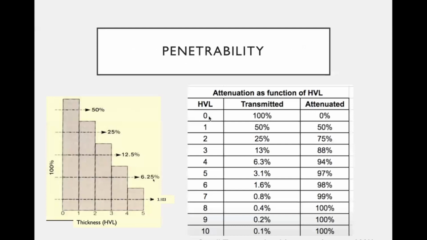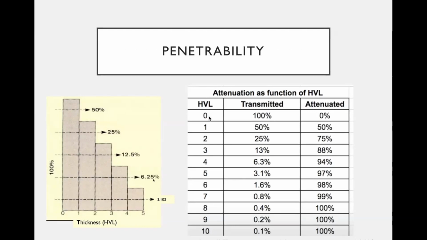So the penetrability, when we're talking about what can get through a half-value layer, let's just say on this little table right here, if we do not have a half-value layer at all, nothing's in front of the beam, then 100% of the photons will be able to get through and nothing would be attenuated, right?